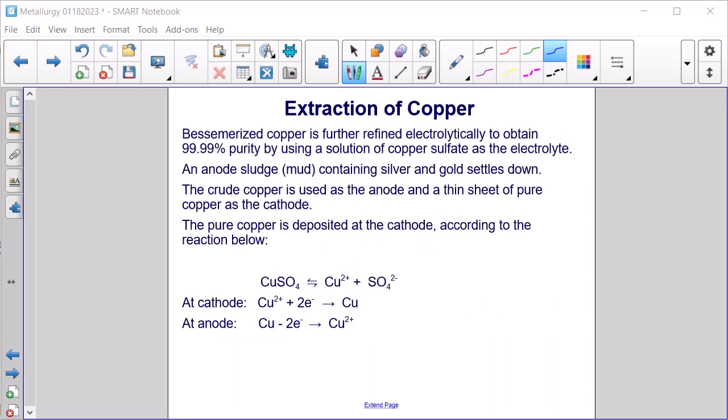Bessemerized copper is further refined electrolytically to obtain 99.99% purity by using a solution of copper sulfate as the electrolyte. An anode sludge or mud containing silver and gold settles down. The crude copper is used as the anode and a thin sheet of pure copper as the cathode. The pure copper is deposited at the cathode according to the reaction below, where we get solid copper building up at the cathode and the anode having these copper ions.